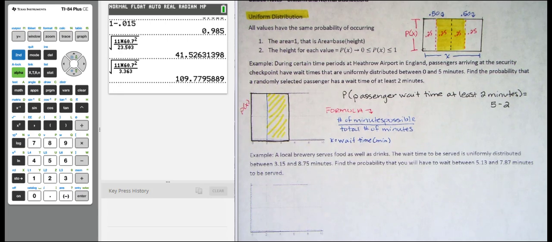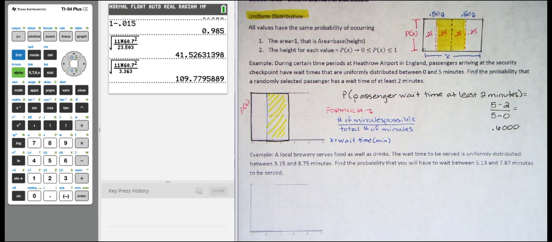For the number of minutes possible, we need to find the difference between the 2-minute mark all the way up to the 5-minute mark, and divide that by the total number of minutes of the uniform distribution. Remember that the order of your subtraction matters. So the probability that a passenger will have a wait time of at least 2 minutes is 0.6000, or about 60% of this total wait time.